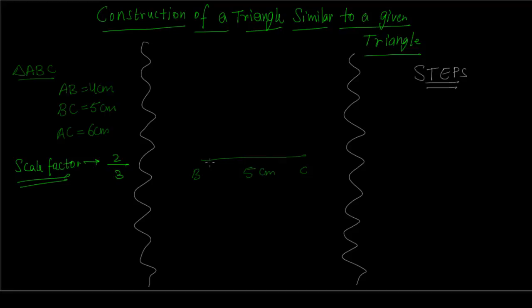And with B as center and 4 centimeters as radius, because A is 4 centimeters away from it, I am going to cut an arc. So B as center and 4 centimeters radius, I'm going to cut an arc. And with C as center and 6 centimeters radius, I'm going to cut this arc which I have cut. So they meet at a point. This point is going to be A. So then we're going to join A to B and we're going to join A to C.